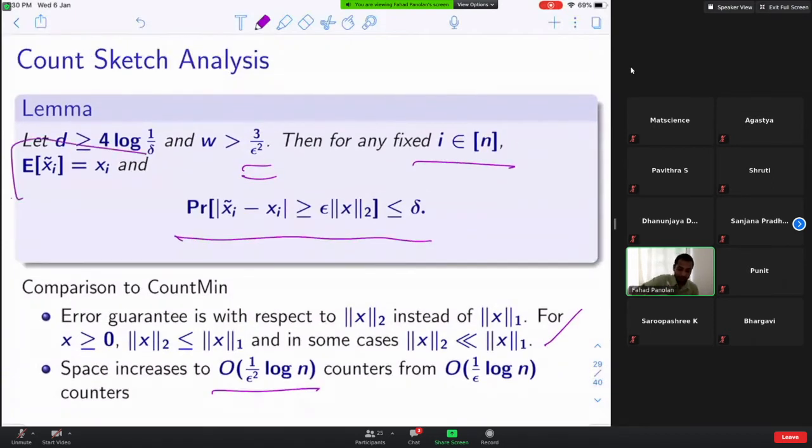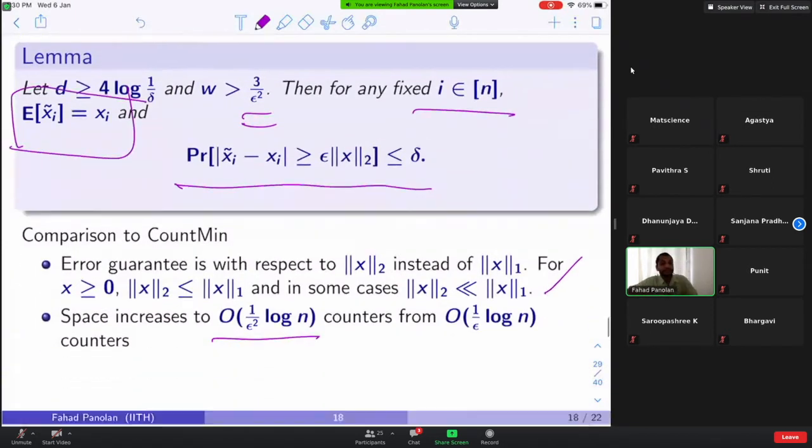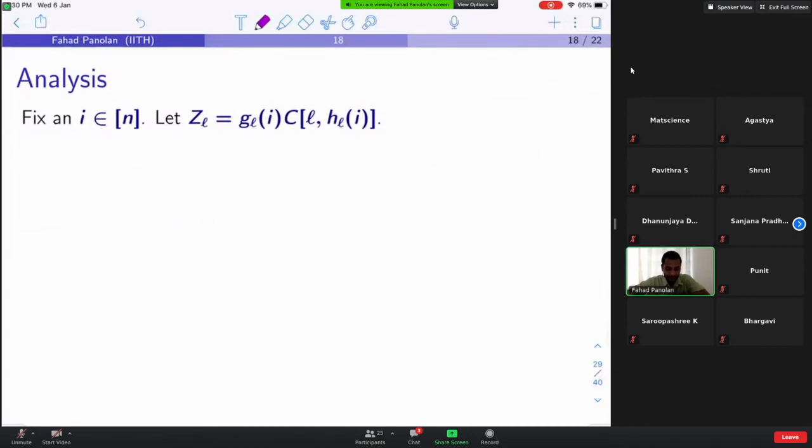Okay, now let us prove this first. Fix an i belonging to [n] and fix an l also. Here l means one of the rows in that matrix, which means that we are going to fix a hash function h_l and g_l.